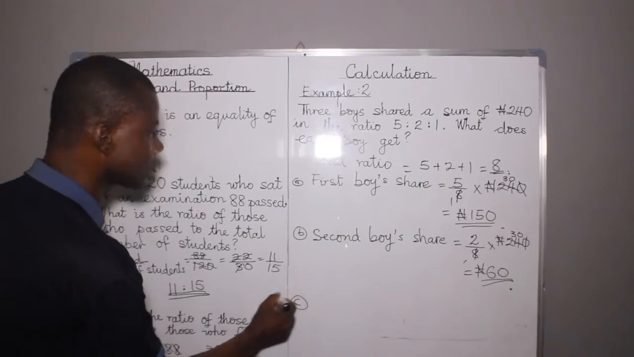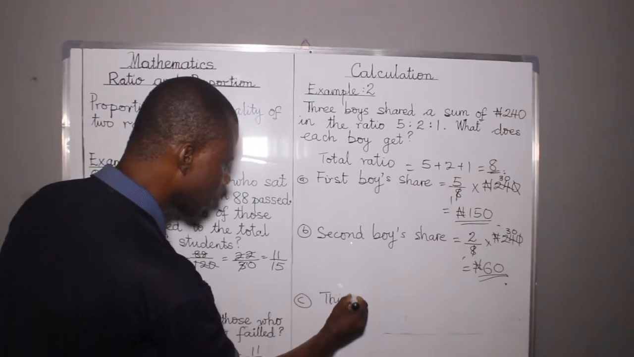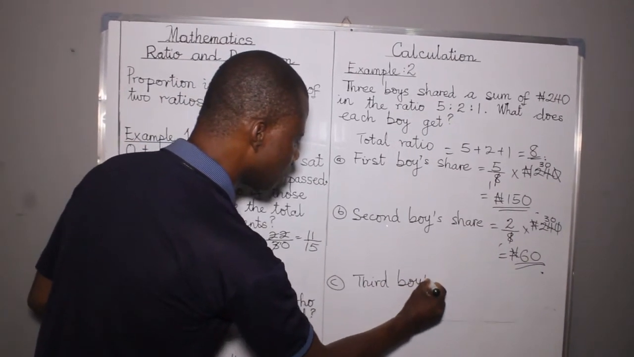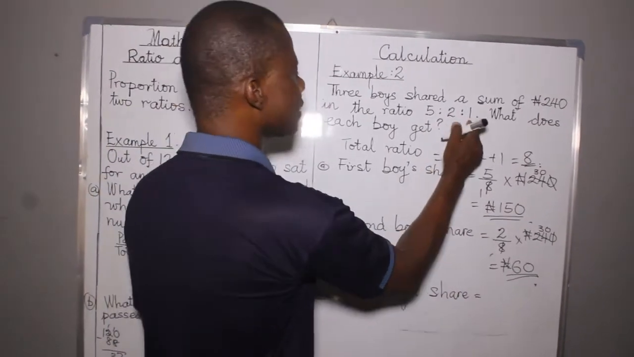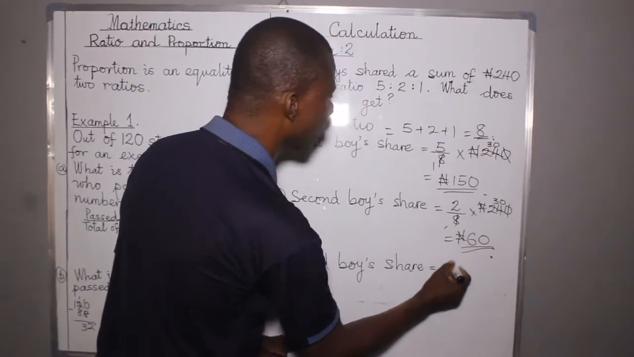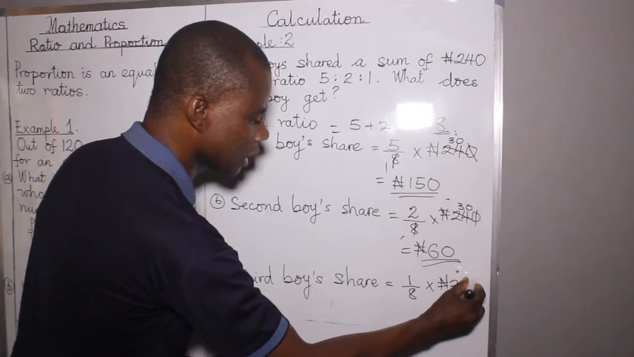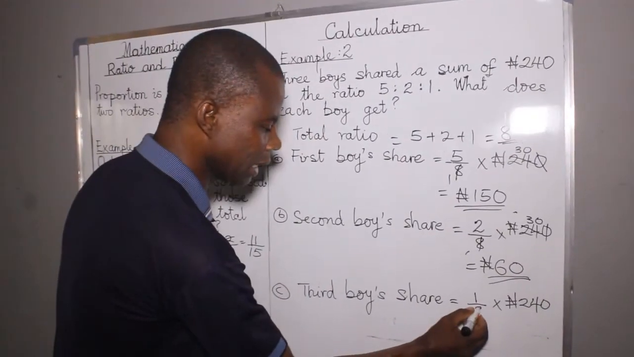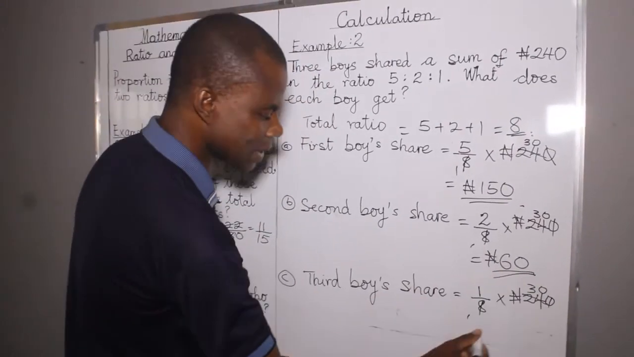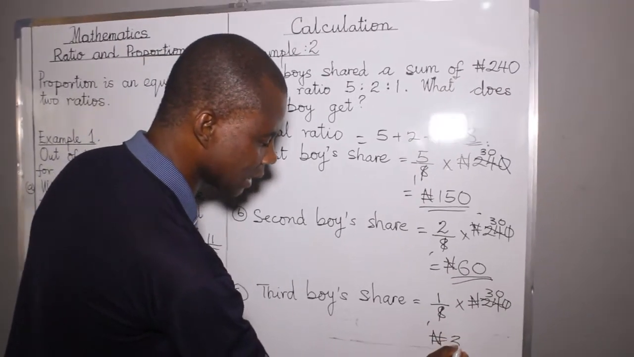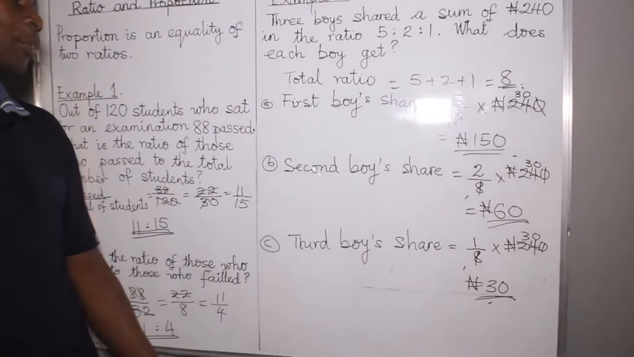We go to C, the last part, which is the third boy's share. It is giving us his ratio, which is 1 over 8 multiplied by 240 naira. Same way, it goes here 1, it goes here 3, it goes here 0. So we have 1 times 30, and that gives us 30 naira. It's as simple as this. That's just how to work questions on proportion.